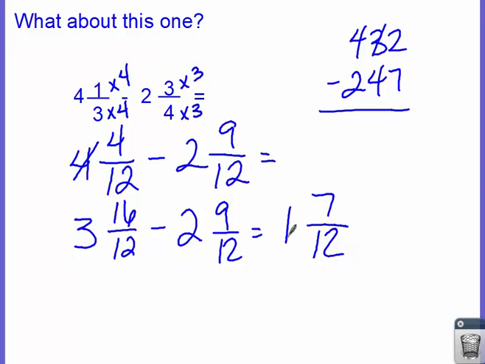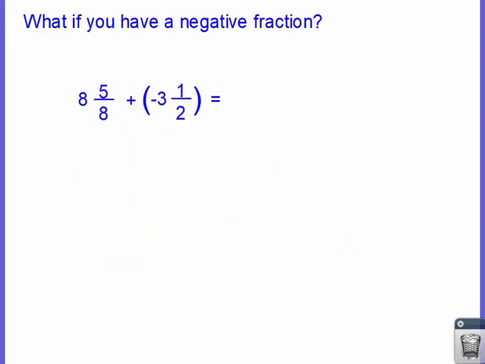So sometimes we may have to borrow. Okay, so just kind of remember that. Now, for the trick, I told you at the beginning of the lesson that we might incorporate our integer rules with mixed numbers. So what if I gave you this one?